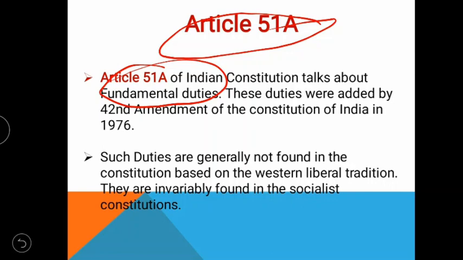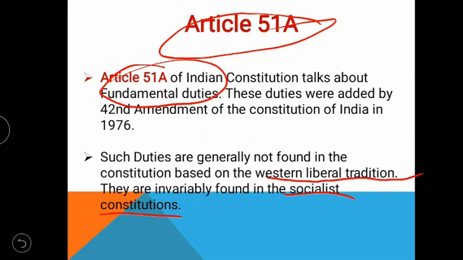Such duties are generally not found in constitutions based on the Western liberal tradition. They are invariably found in socialist constitutions. Basically, fundamental duties are present in socialist constitutions. Okay, remember this term.